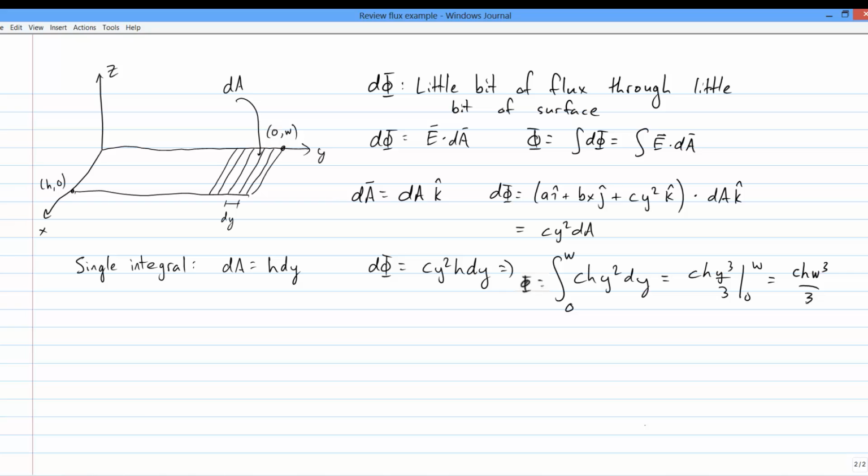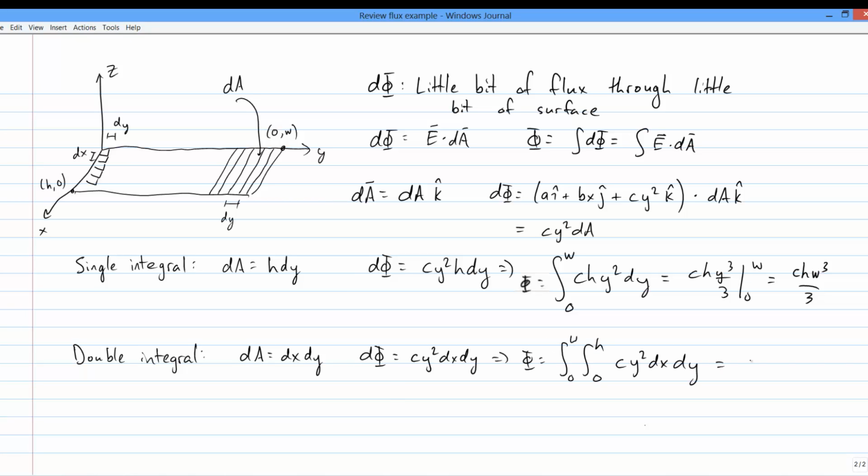Not too bad. The other approach is to use a double integral. Then we don't have to think too hard about how to break up the area. We just break it into a bunch of little squares. Each square is infinitesimal in both x and y, so dA is dx dy. We put it all together and integrate with respect to x, and then y. And in the end we get the same thing, as we should.